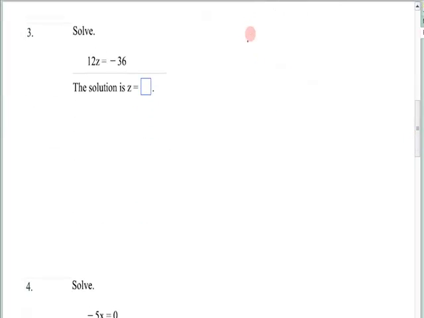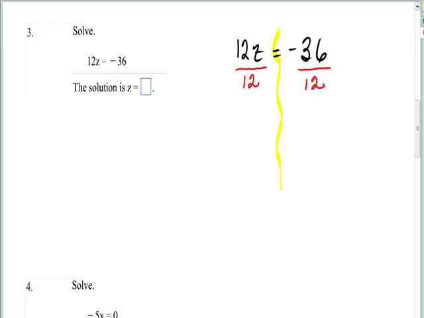Let's look at number 3. I have 12z is equal to negative 36. I look at this equation. I want z by itself. There is a number times z. I'm going to save a step in this problem. I know that that's 12 times z. I'm going to divide by 12, and I'm going to just write it right now. I have to do it to the left side and to the right side. 12 divided by 12 is 1z is equal to, division rules, negative 36 divided by 12 gives me negative 3. Z is negative 3.